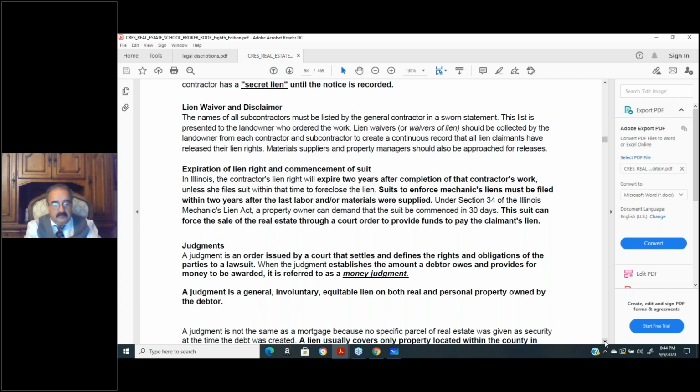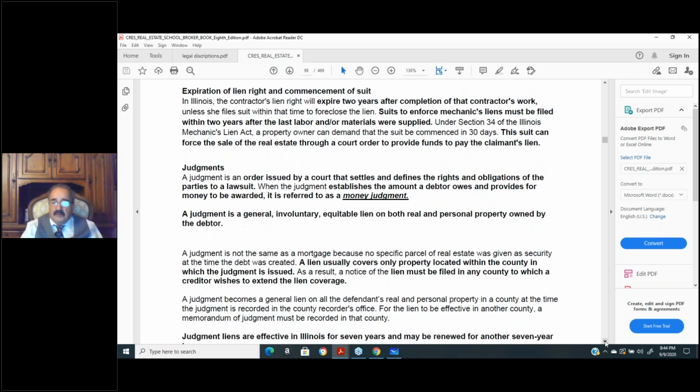Now, let's skip down a few paragraphs. There's that one line all by itself. I want you to highlight, put an X by it. A judgment is a general involuntary equitable lien on both real and personal property owned by the debtor, the owner. A judgment is a general involuntary equitable lien on both real and personal property. I'd like you to put an X by that line.